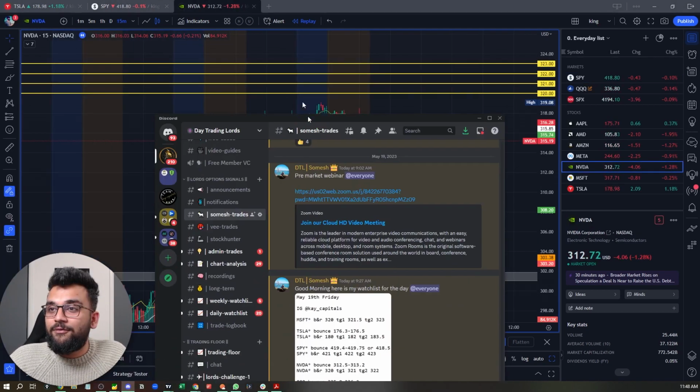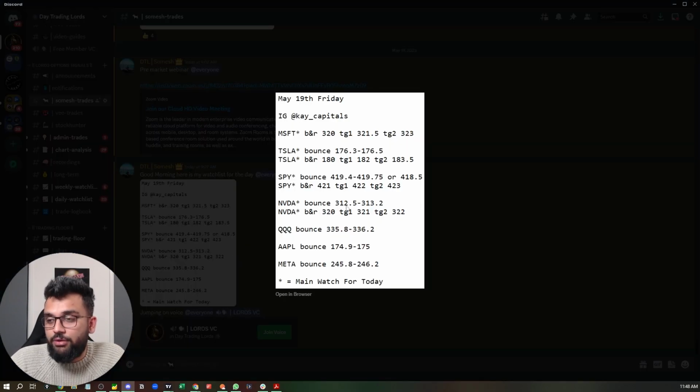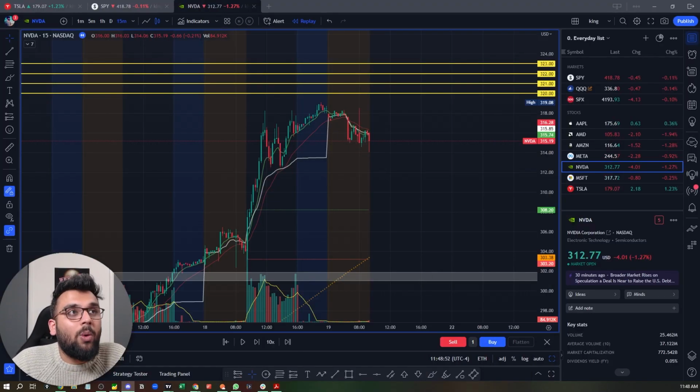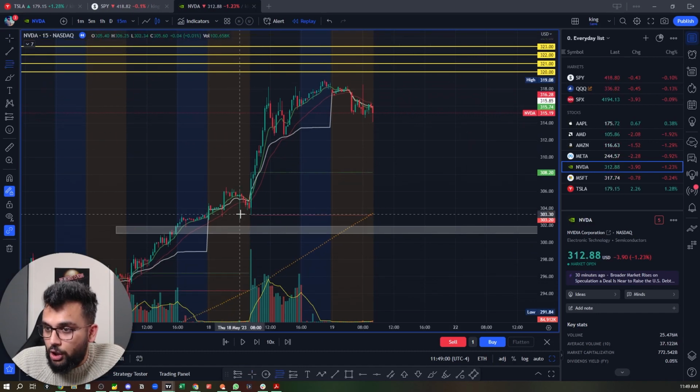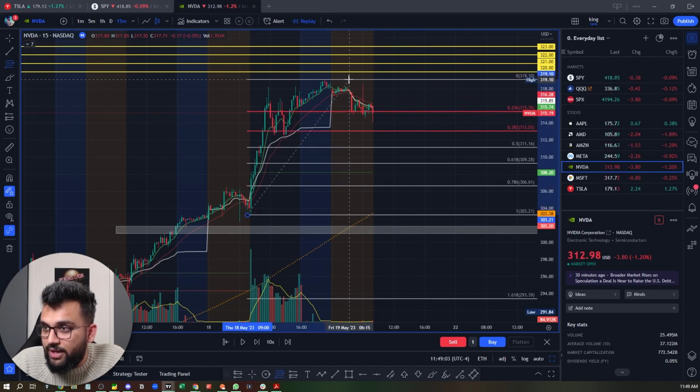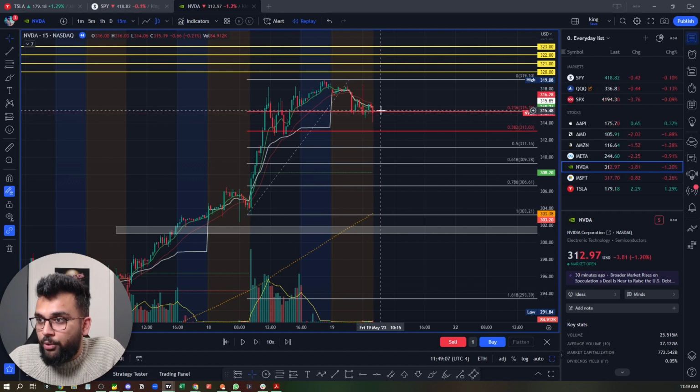Now for Nvidia, we made a plan. Nvidia bounce 312.5 to 313.2 because it was a bit wide area, so we were watching that bounce. Now what was I watching for that bounce? Exactly. Let's make a plan. Okay, lowest point to the highest point available, right? Now this level already broke in the pre-market, so I'm not watching this level, I'm watching the next level.